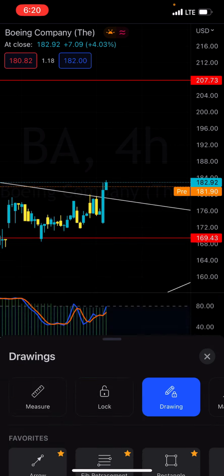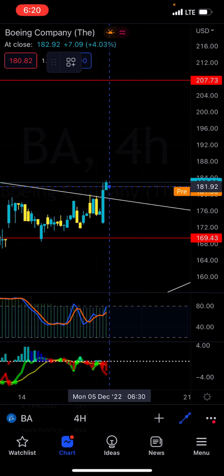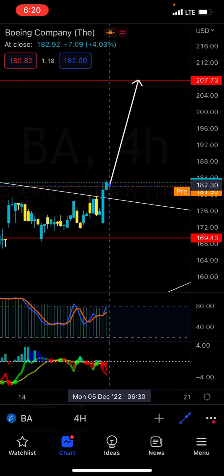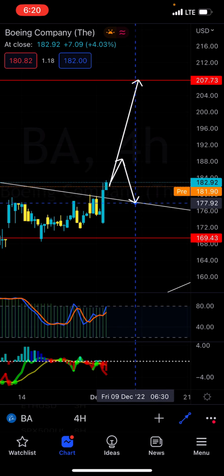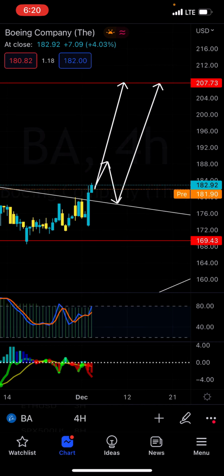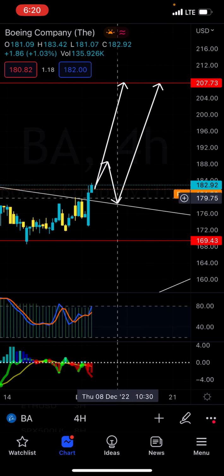But again, there's two things that I can see right now. Either you push straight from here to 207 and probably hit that in the next couple of months, I don't know, or you do something like this where you go a little bit higher, come back, and then push higher. Either way, because there's such bullish momentum right now on this retest, I'd probably look for long.